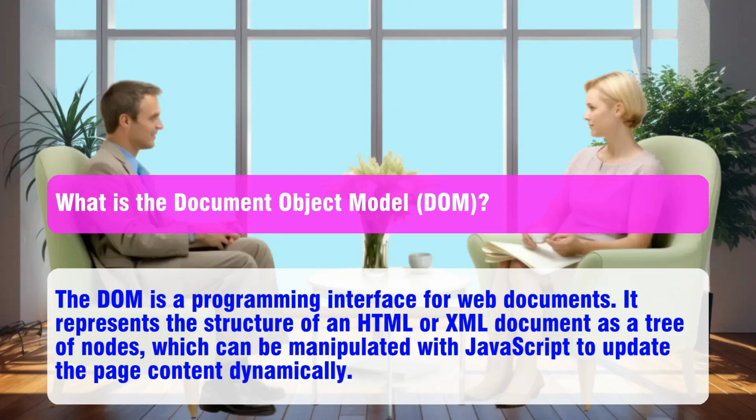What is the Document Object Model (DOM)? The DOM is a programming interface for web documents. It represents the structure of an HTML or XML document as a tree of nodes, which can be manipulated with JavaScript to update the page content dynamically.